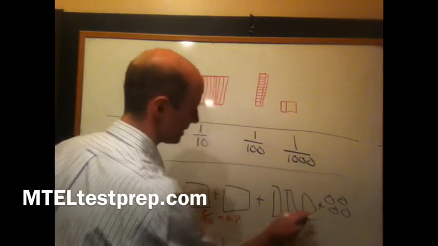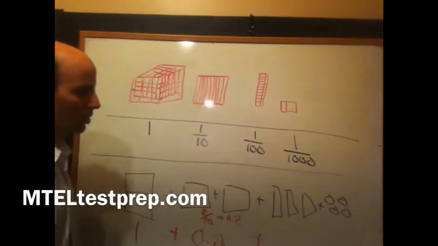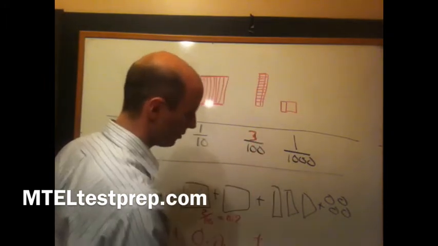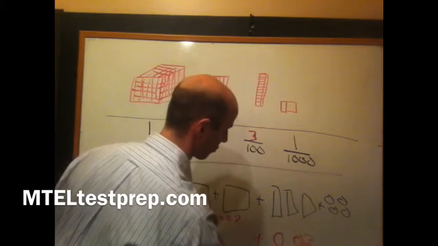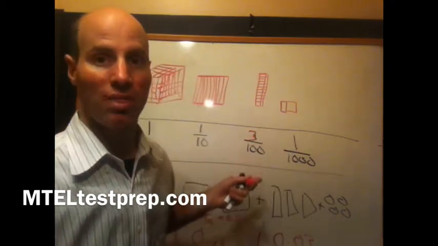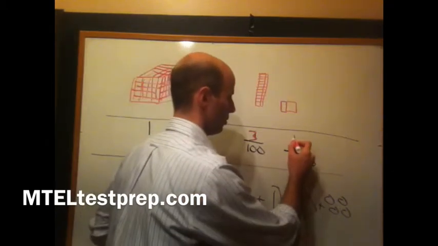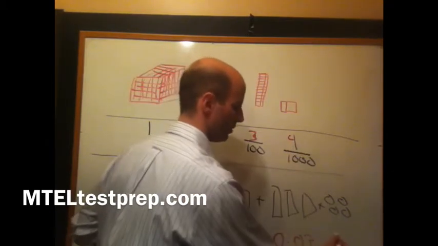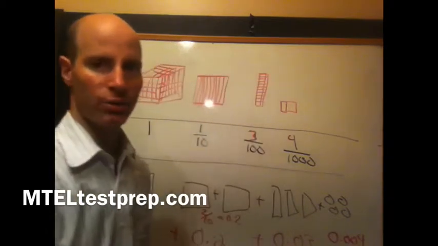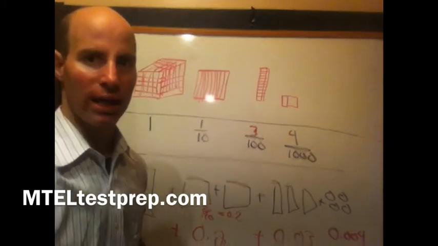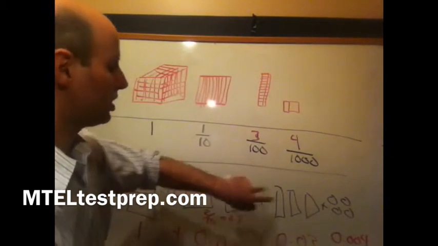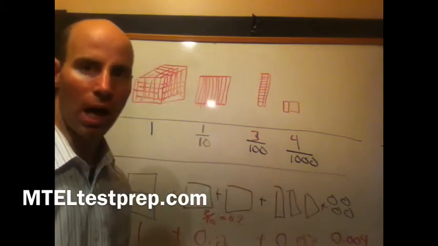Plus, let's see, each stick is 1/100th, and I have 3 of those. So I really have 3/100ths, or 0.03. And I've got 4 cubes, and each one of those is 1/1000th. So if I have 4 of those, another way of thinking about that is 0.004, or 4 thousandths. Now all I have to do is add up each of those parts, and I'll know what a cube plus 2 sheets plus 3 sticks plus 4 blocks is.